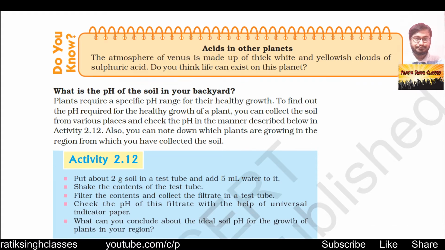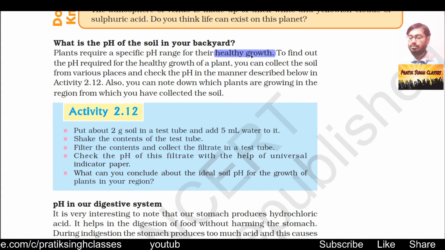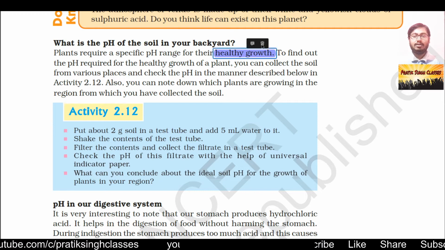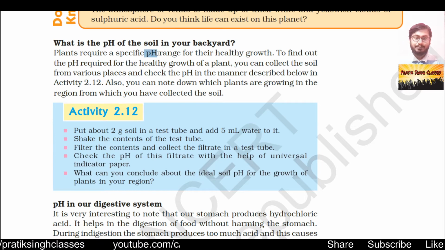What is the pH of the soil in your backyard? Plants require a specific pH range for their healthy growth. We know very well that we have different types of soil, and in different types of soil we have different types of produce. Different types of plants are grown there. Not all plants can be grown on all types of land, and every type of land has a different pH value. For healthy growth of plants, a very specific pH range is required.